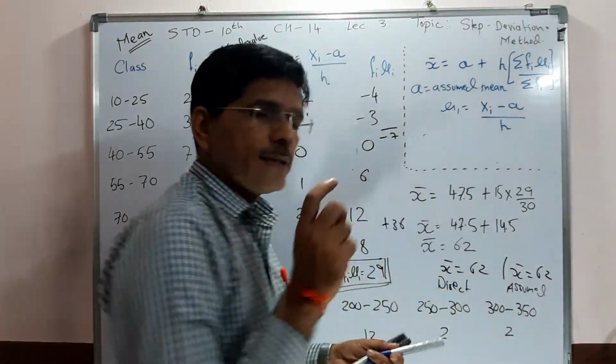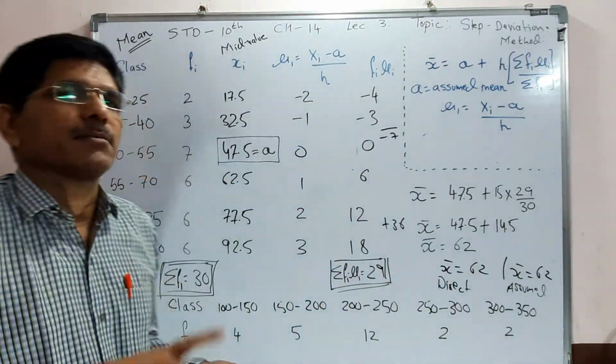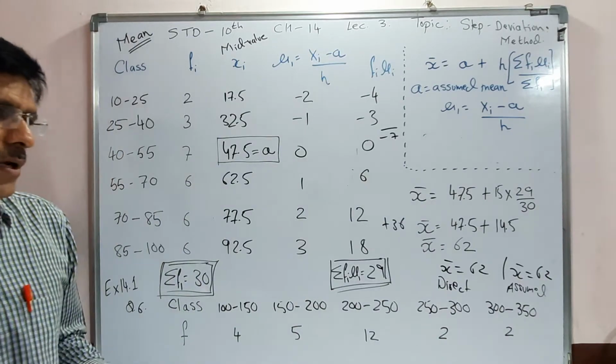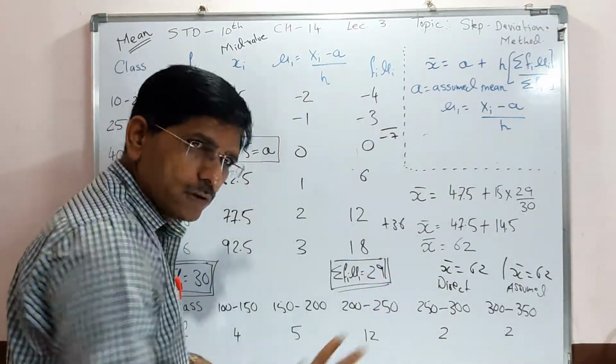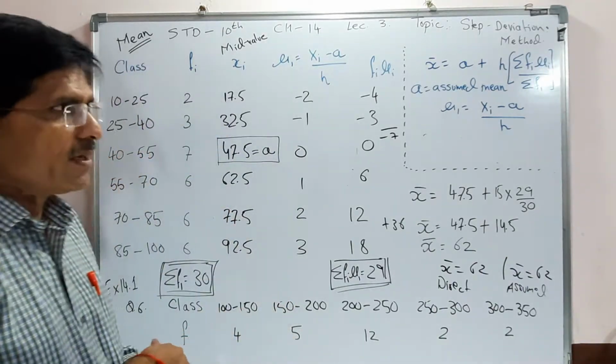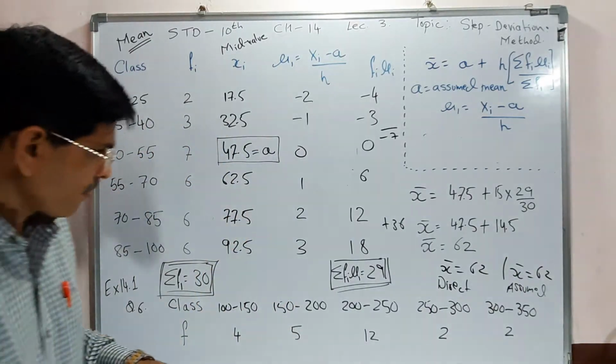So 3 methods we have already completed, and every time we get the same answer, either by direct method, by assuming method, or by step deviation method. But if you see all three sums properly, the easy way is the step deviation method.